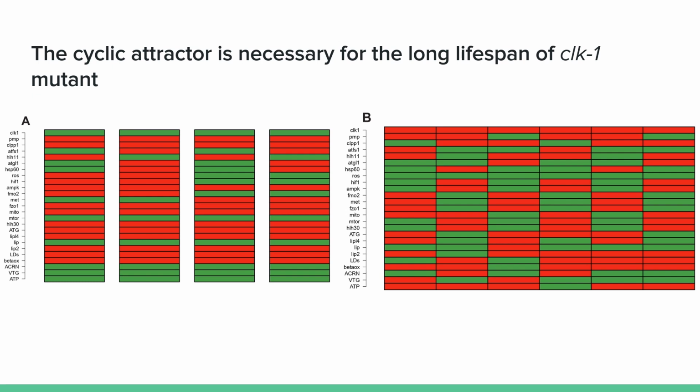Now the network attractors show what we expect when CLK1 is active. There are one-state attractors where enhanced autophagy and lipid metabolism are always off. However, when CLK1 is inactive, a cyclic attractor continuously turns on and off enhanced autophagy and lipid metabolism. On the left side, we can see the one-state attractors when CLK1 is active, and on the right side, we can see the six-state attractor when CLK1 is inactive.